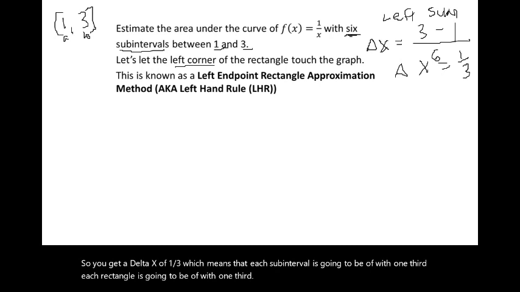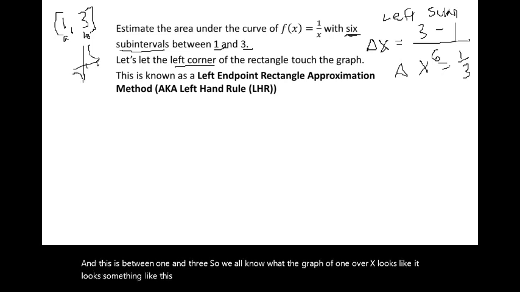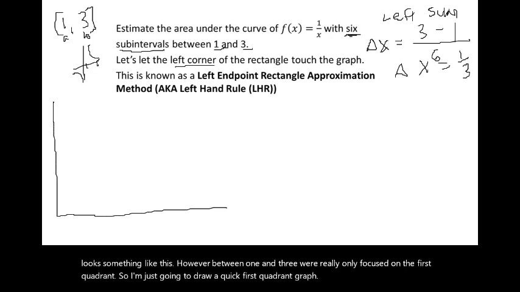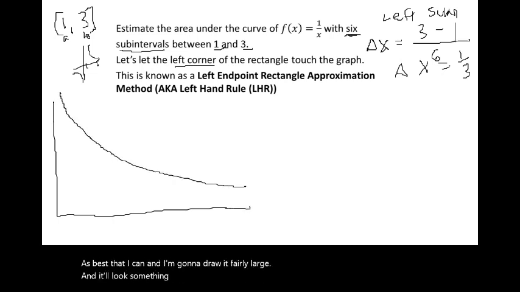And this is between 1 and 3. So we all know what the graph of 1 over x looks like. It looks something like this. However, between 1 and 3, we're really only focused on the first quadrant. So I'm just going to draw a quick first quadrant graph as best that I can. And I'm going to draw it fairly large. And it'll look something like this.